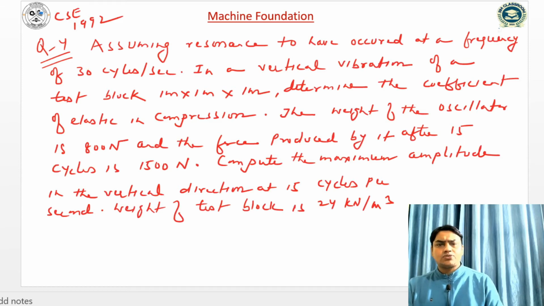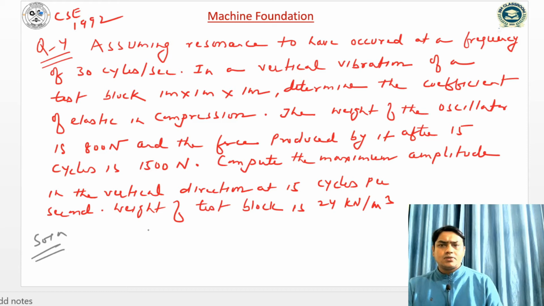Assuming resonance to have occurred at a frequency of 30 cycles per second in a vertical vibration of a test block 1 meter by 1 meter by 1 meter, determine the coefficient of elastic uniform compression. The weight of the oscillator is 800 Newton and the force produced by it at 15 cycles is 1500 Newton. Compute the maximum amplitude in the vertical direction at 15 cycles per second. Weight of the test block is 24 kilonewton per meter cube.